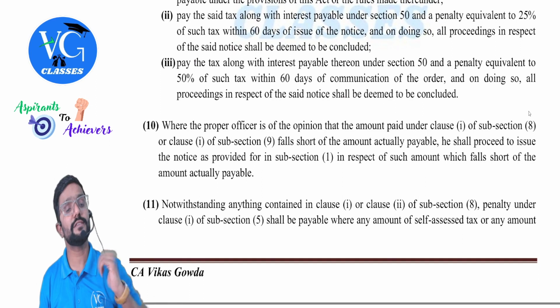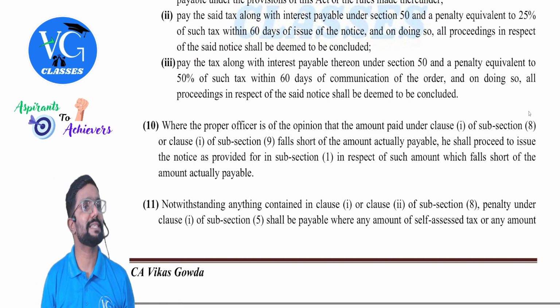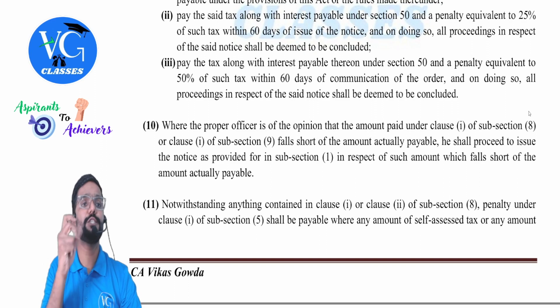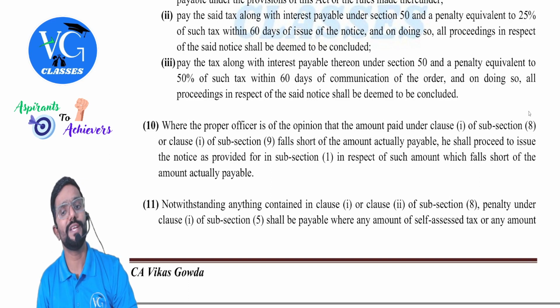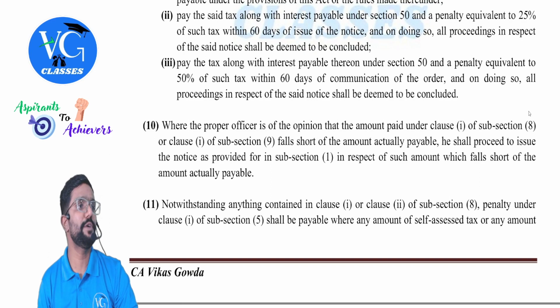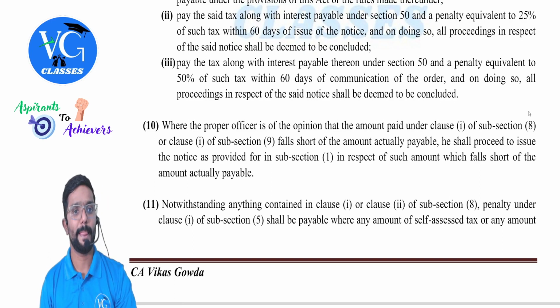Next, sir, within 60 days of notice, 25% of tax has to be paid as penalty. Pay the said tax, along with interest payable under section 50 and a penalty equivalent to 25% of such tax within 60 days of issue of notice. And on doing so, all proceedings in respect of said notice shall be deemed to be concluded.